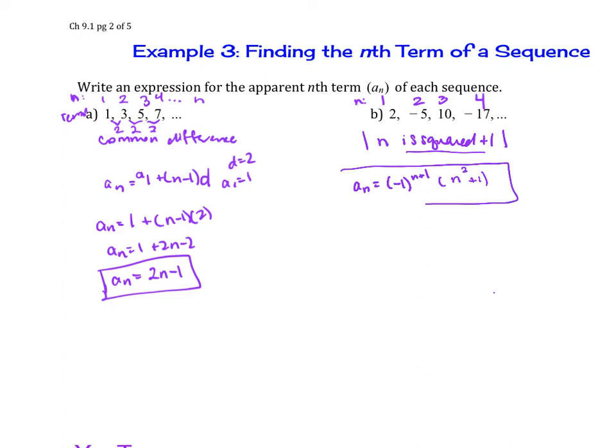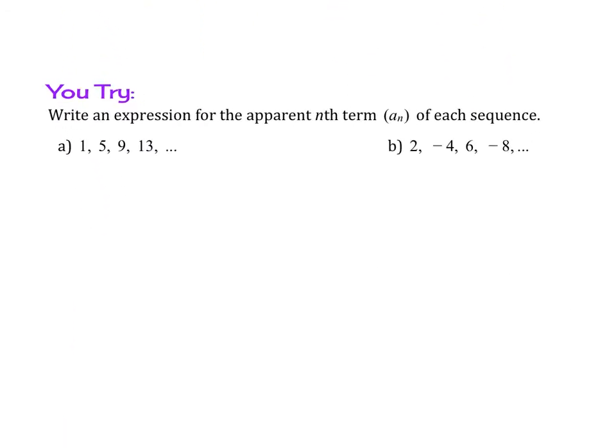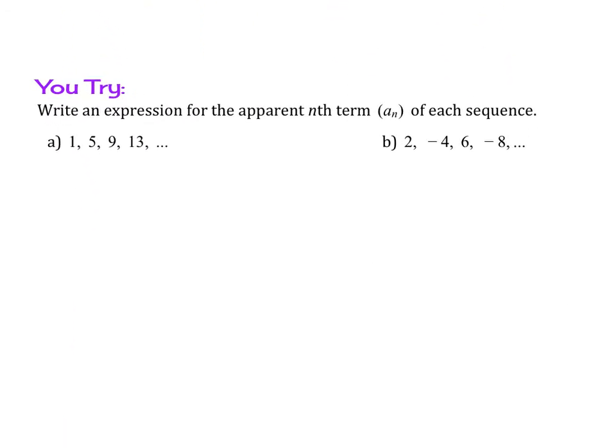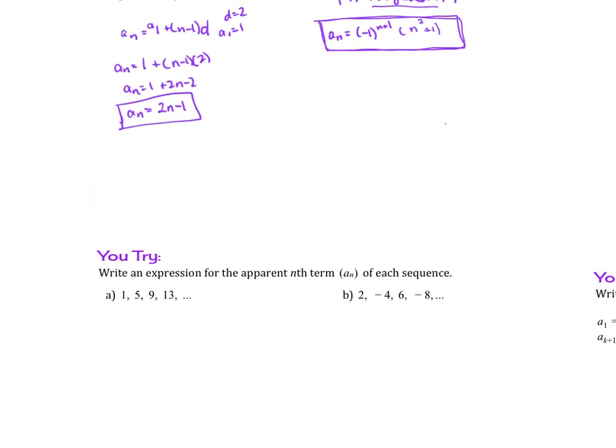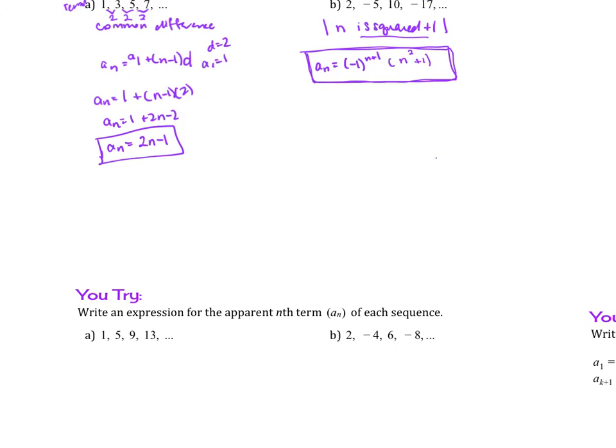So it's a little difficult to try and figure out, and so you just kind of have to try and figure out the pattern on these. So try out these two examples down here, right? Write the expression for the apparent nth term of each sequence. You could use that arithmetic sequence formula if, for example, you notice there's a common difference here, and then for the other one there isn't one, so you just kind of have to see if you can figure that out.